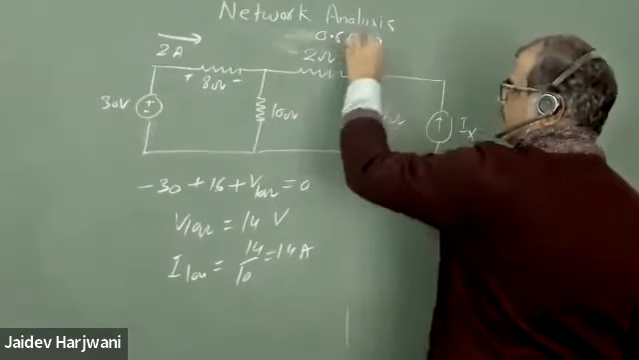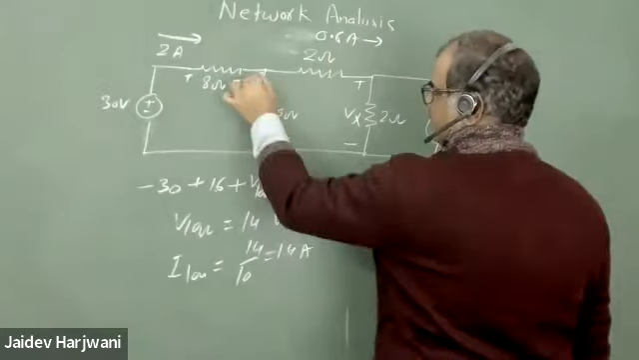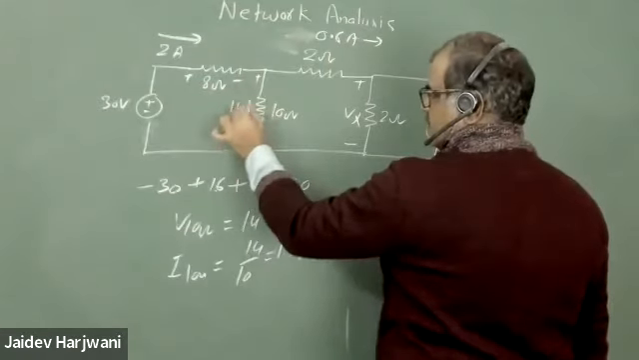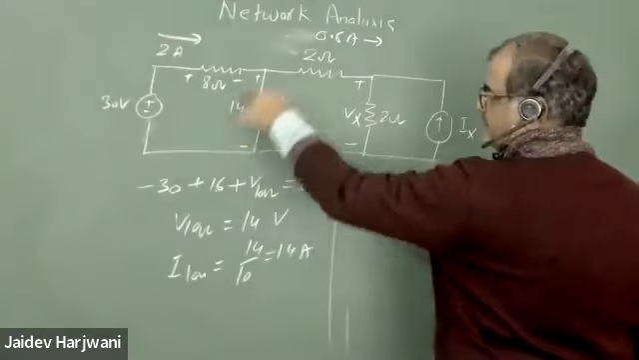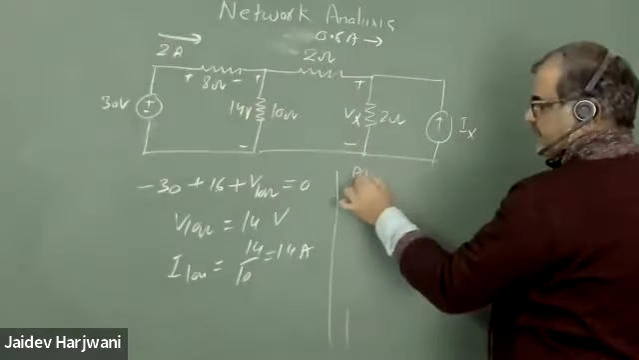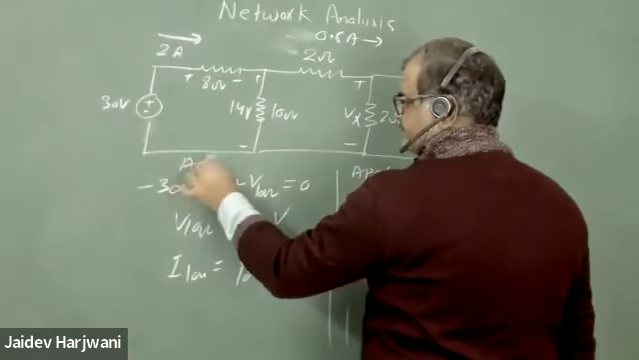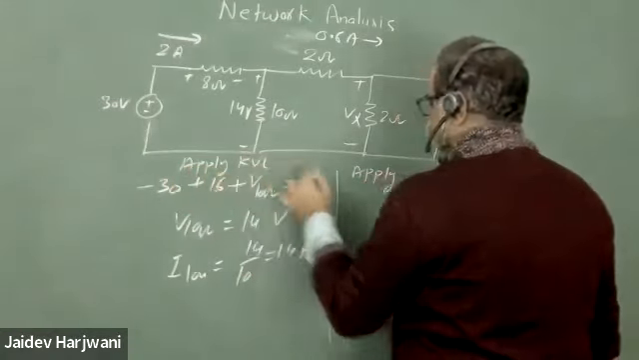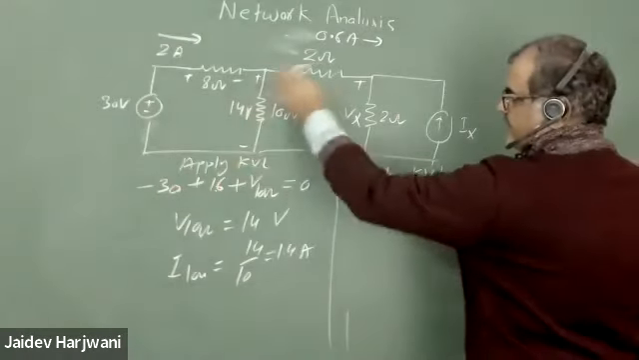Okay, now you have a voltage drop here. How much? 14. So this is your 14 volts. Again you apply KVL here. Apply KVL. Okay, here also you are applying KVL. Apply KVL.